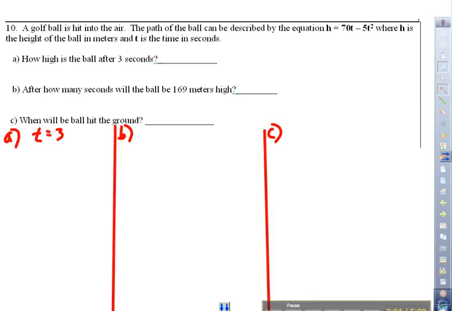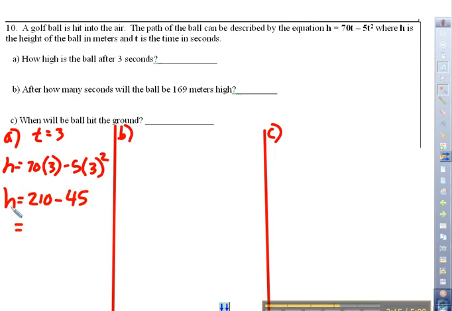Part A, time equals 3 seconds, so let's plug that in for t and solve for h. Did you guys get 165 meters for part A? All right, let's work part B. After how many seconds will the ball be 169 meters high?